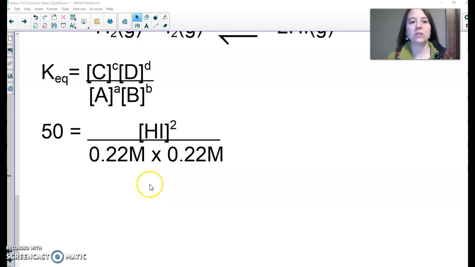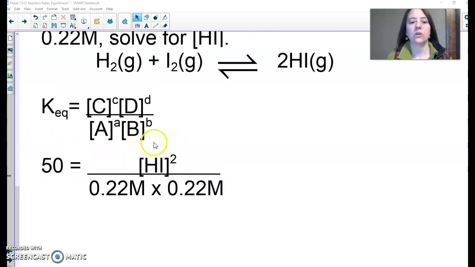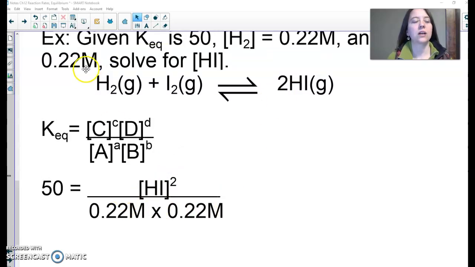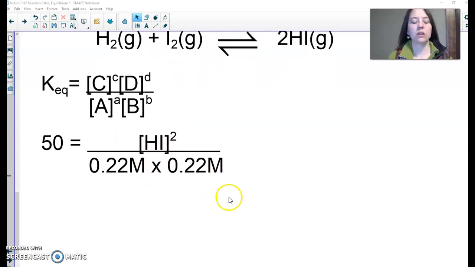I've subbed in the numbers, and yours should also look like this, where we have our equilibrium constant of 50, our unknown, and we know that this is squared because this coefficient is 2 there. And then we have our concentrations of our reactants. They each have a coefficient of 1, so it's just to the first power, or 0.22. And now this is simple algebra. So we're going to solve for our unknown here.